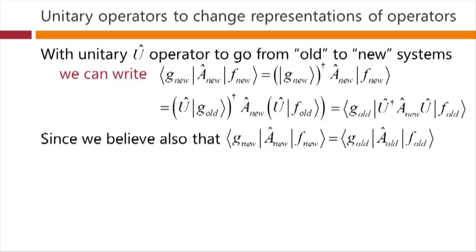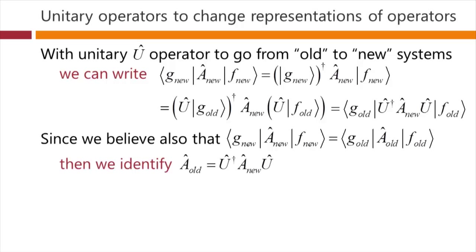Now, we believe that this new version should be the same number as this old version. So therefore, we believe that this here must actually be the same as that there. Hence, we identify that this U dagger A new U must be A old.